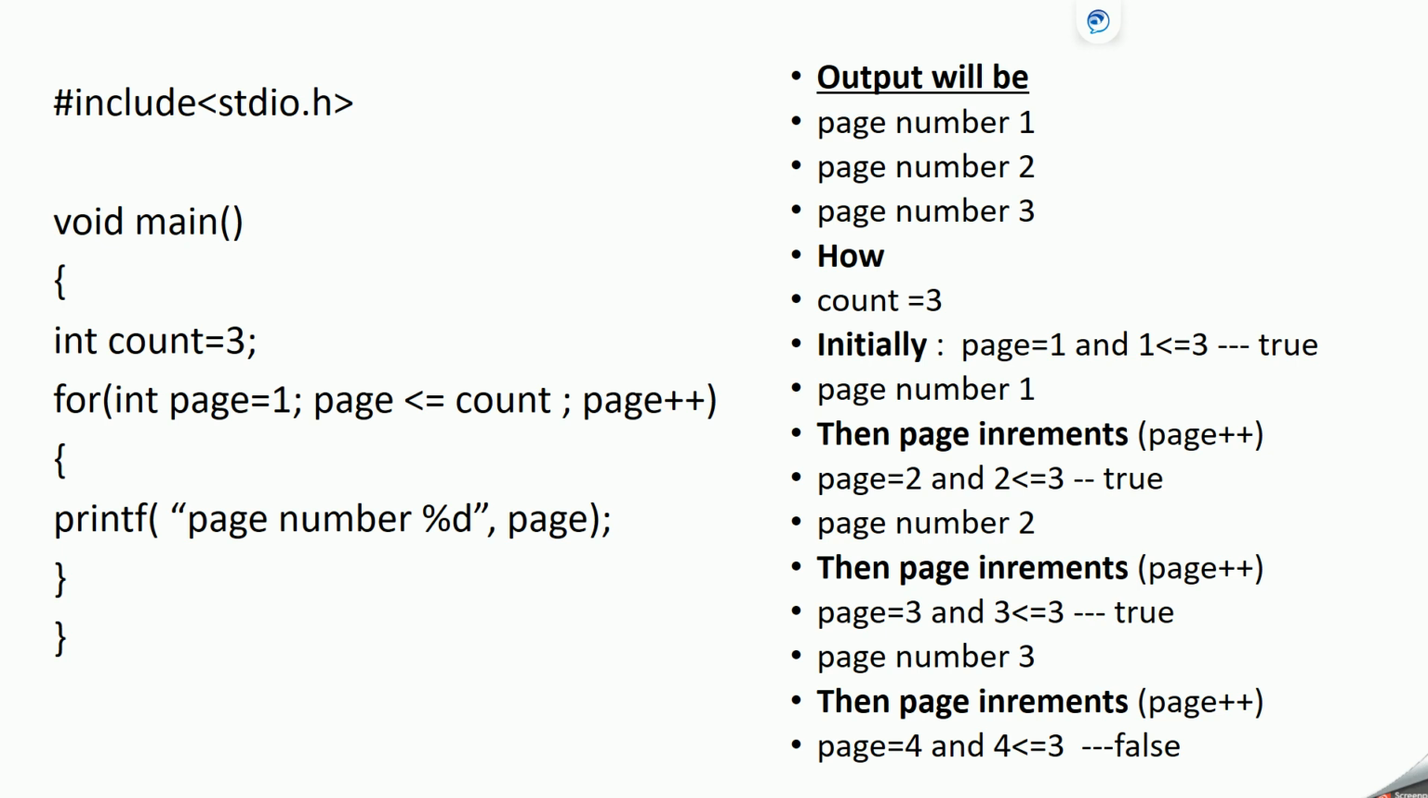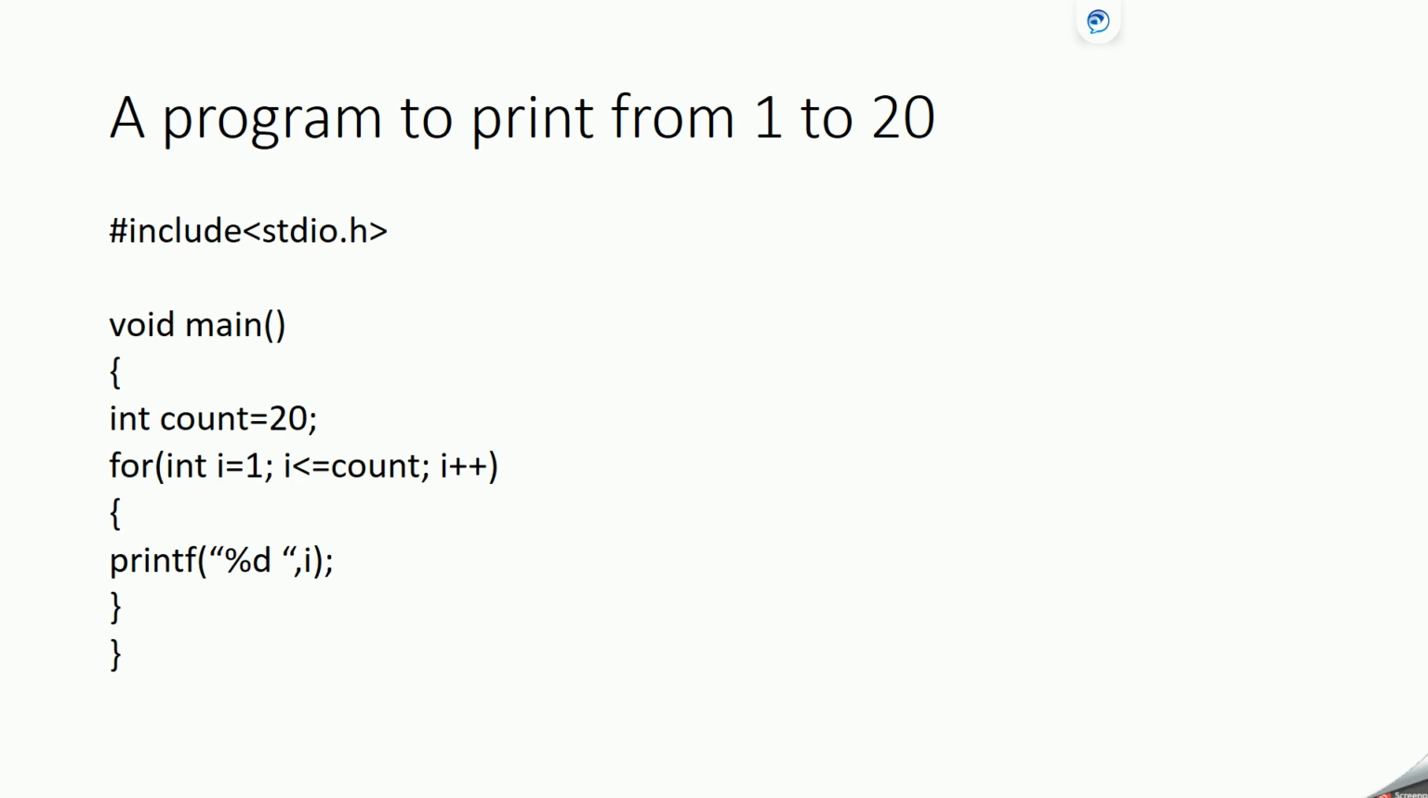So let's see one more programming example of using a for loop. Suppose you have a situation where you just want to print the numbers from 1 to 20. In that case, you can write a program like this. So int count is equal to 20, and we'll say for int i equal to 1 and i is less than or equal to count and i plus plus.